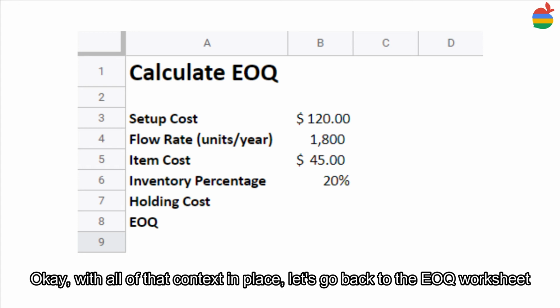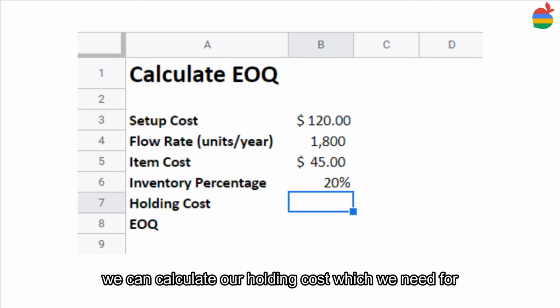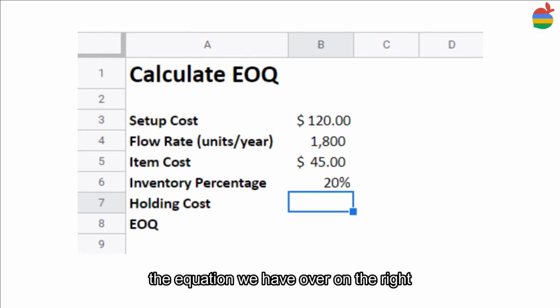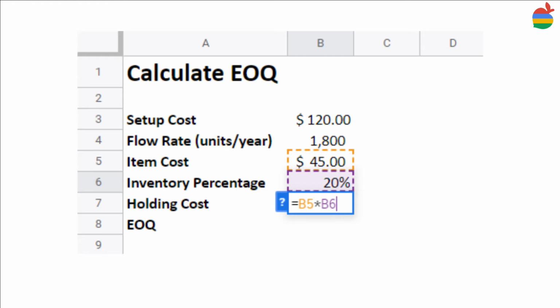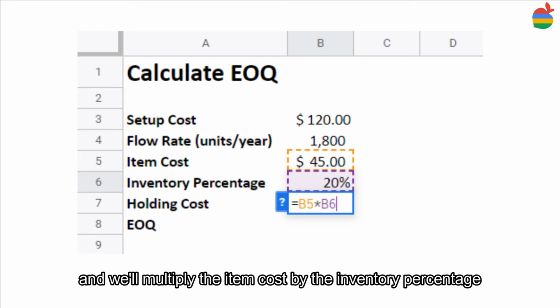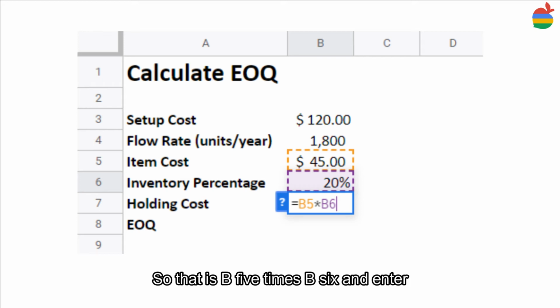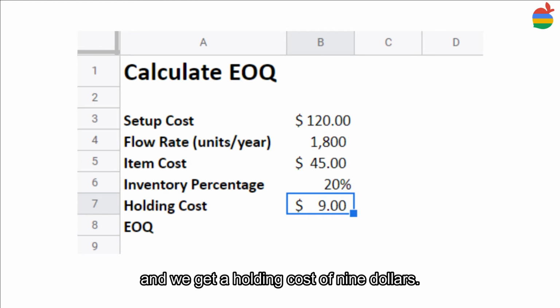Okay, with all that context in place, let's go back to the EOQ worksheet and we can calculate our holding cost, which we need for the equations we have over on the right. So I will click in cell B7 and type an equal sign, and we'll multiply the item cost by the inventory percentage. So that is B5 times B6 and enter. And we get a holding cost of $9.